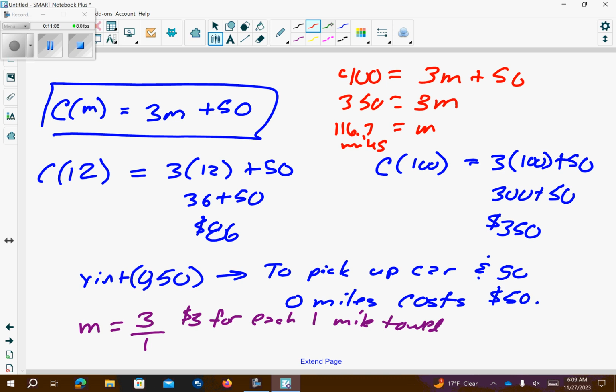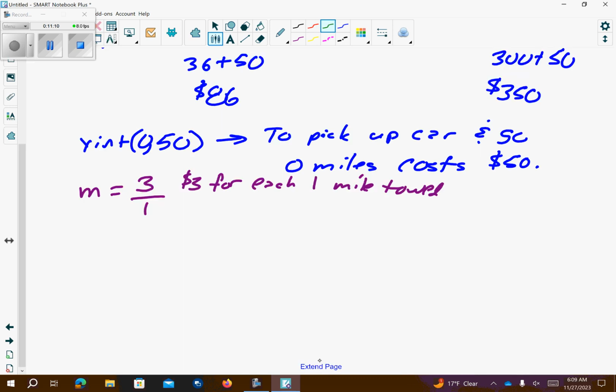And then the last one I'm going to squeeze in here in the middle. Or actually, I'll extend the page. For letter G, a customer claims they were overcharged. They were charged $149 for going 33 miles.